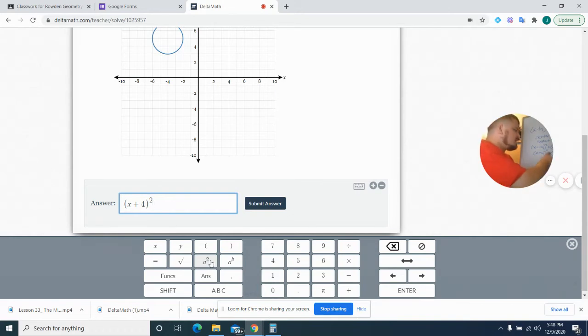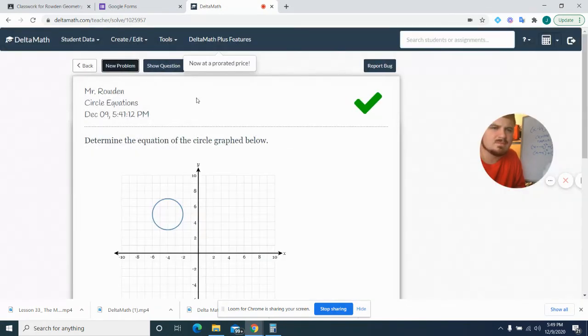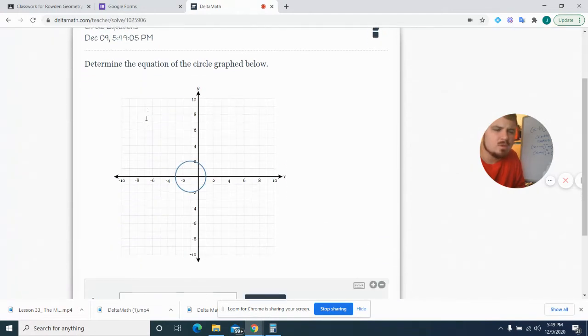Oh, this should be a plus. I had this messed up. Okay. So x plus 4 squared plus parentheses y minus 5 and then squared and then equals 4. Let's see if it's happy with that answer. And it likes it. No problem.